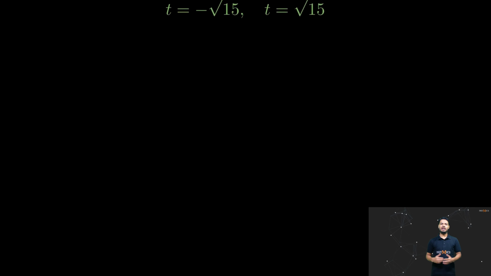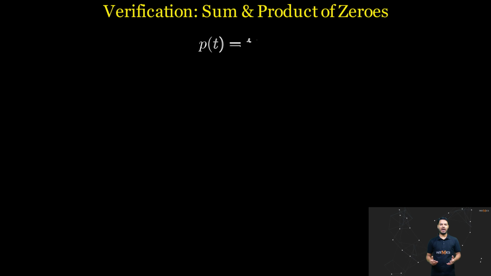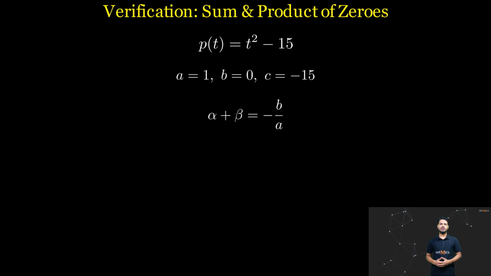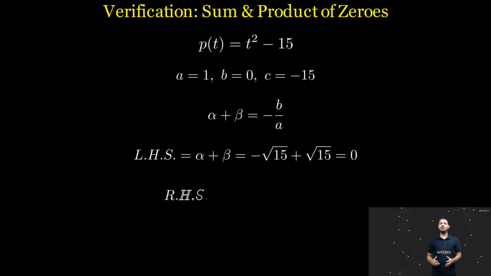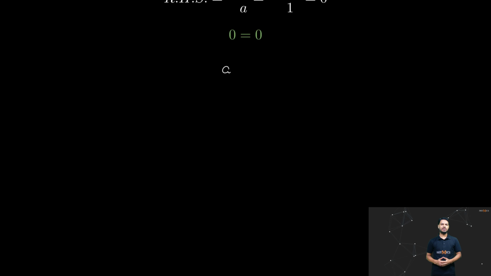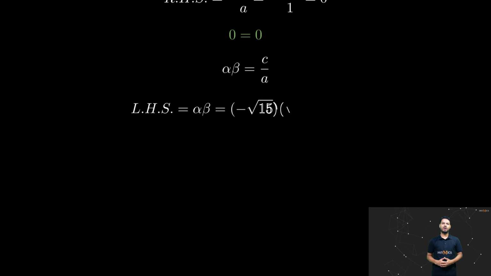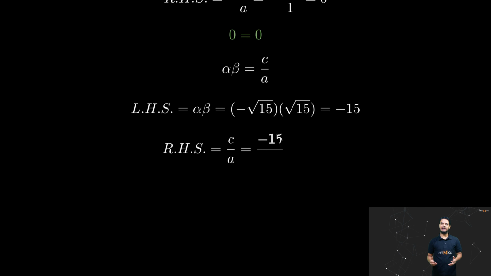To verify the relationship between zeros and the coefficients, we have a = 1, b = 0 and c = -15. We know that the sum of the zeros is equal to -b upon a. By solving the LHS we get 0, and by putting the corresponding values on the RHS we again get 0. Also the product of the zeros is equal to c by a. Similarly, by solving LHS and RHS independently we get -15. Hence the relationship is verified.